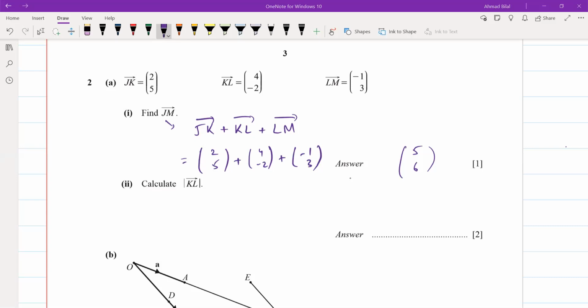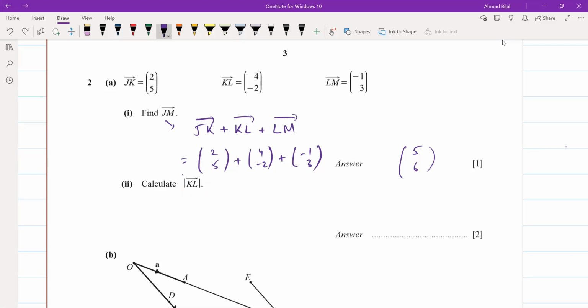Okay, Alicia, it's not a fraction. 5 over 6 नहीं लगता है इसको, right? It's a vector. ये fraction का sign नहीं होता. So it's 5 and 6. Okay. Then it says calculate the magnitude of KL.